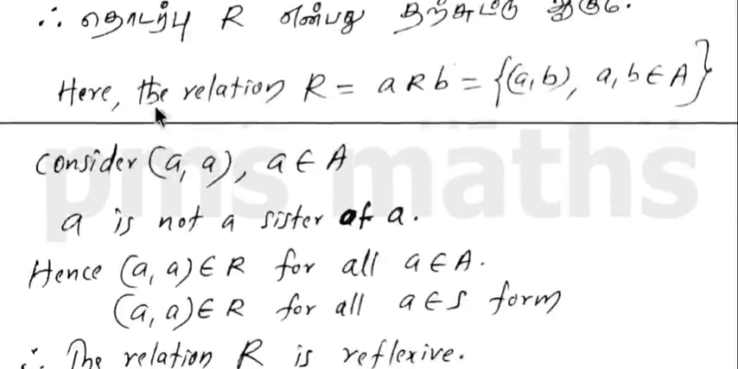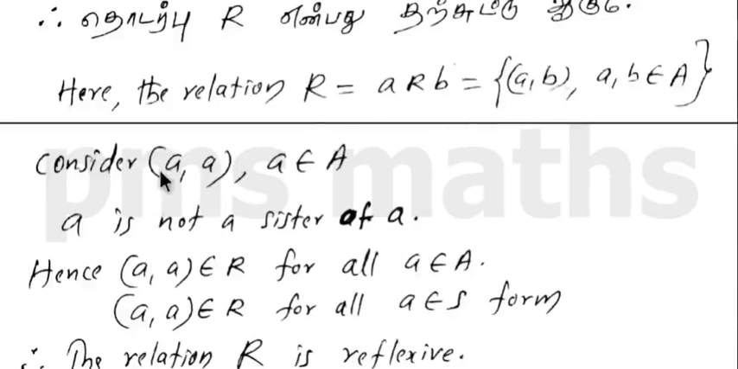The relation is given. Here the relation R is equal to {(a, b) : a is not a sister of b}, where (a, b) belongs to A. Here A is the set of all members in a family. Consider (a, a): a is a member and this a is the same member, both are equal. Therefore, we can write a is not a sister of a. This condition is given: the first member is not a sister of the second member, that means a is not a sister of b. It is given in our question.